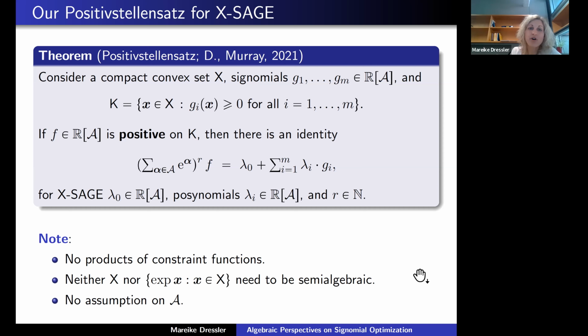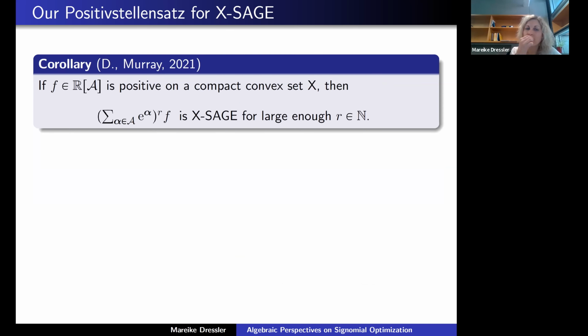And one very nice corollary one can derive from that theorem is, if we have no additional constraining g_i, so we only have this compact convex set X involved with no non-convex constraints, then this collapses to the easy to state argument that this signomial multiplied with a specifically large sum of exponential functions is X-SAGE.